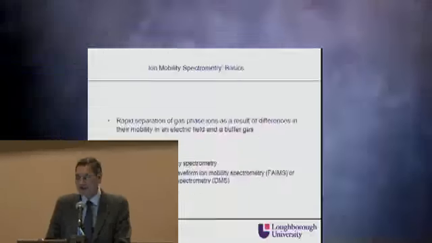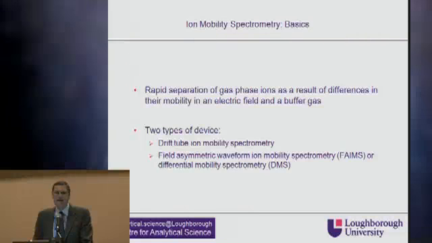Okay, I'm very pleased to be here today to talk about the work that we've been doing looking at microscale FAIMS systems combined with mass spectrometry in pharmaceutical analysis. And we know from the first two presentations this morning that ion mobility spectrometry is about the rapid separation of gas phase ions as a result of differences in their mobility in the presence of an electric field and a buffer gas. The complicating factor, as Alex has alluded to, is there are different forms of ion mobility spectrometry.